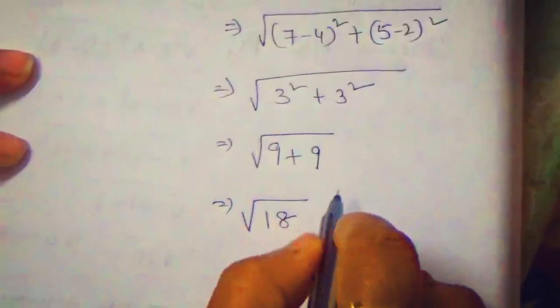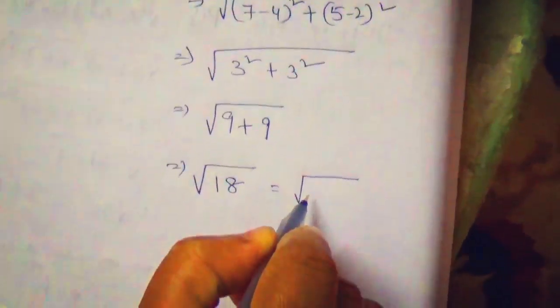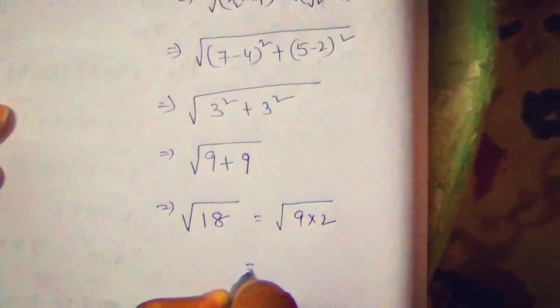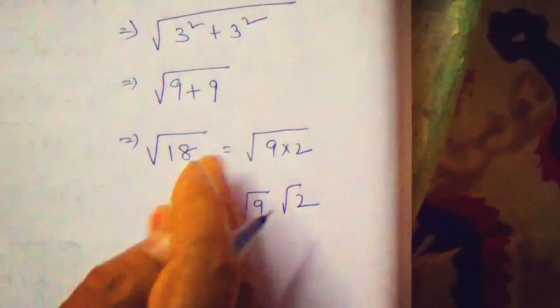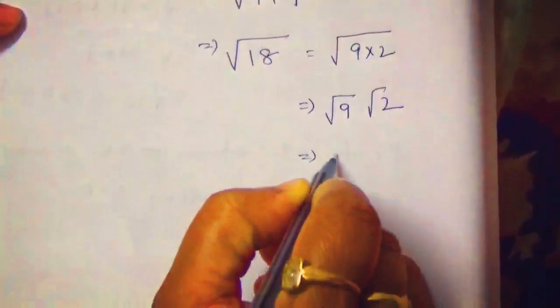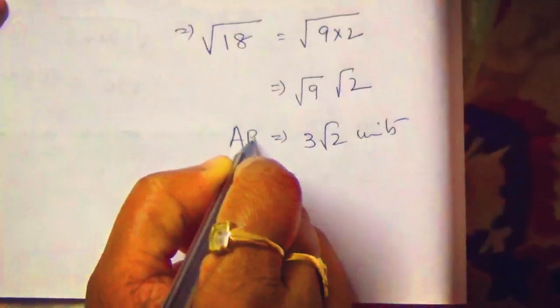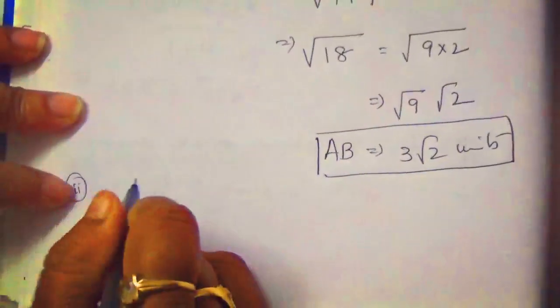So for this 18, I am writing it as 9 into 2. That is equal to square root of 9 square root of 2. I am separating these two. Square root of 9 means 3 root 2 units. This is distance between AB. Keep it in box. Now you just check BC.